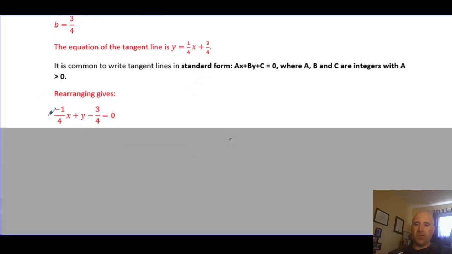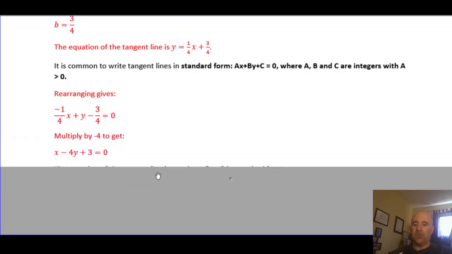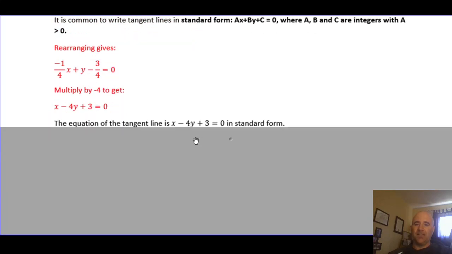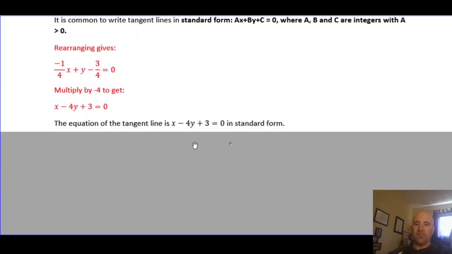And now to get rid of the fractions and make these a, b, and c values integers, I just multiply everything by 4. And since I want a to be positive, I'm actually going to multiply everything by -4, which gives me x minus 4y plus 3 equals 0. So there it is in standard form.